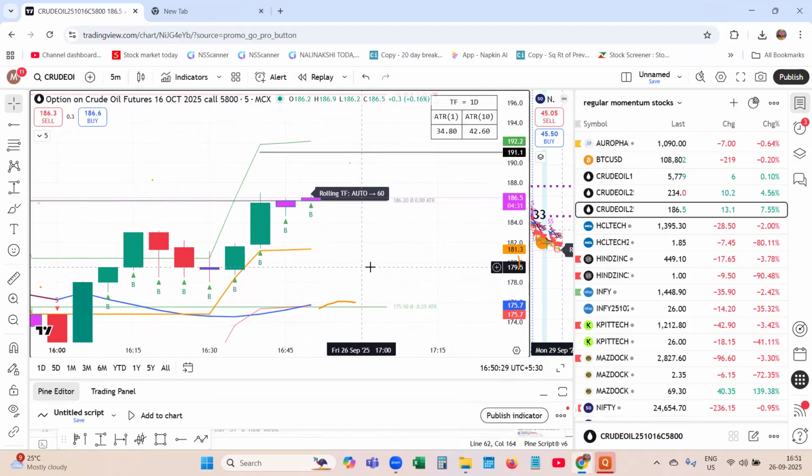That is the beauty of this indicator. It shows you trend, it shows you halt, it shows you when to buy and when to exit. The signals are generated so nicely, like somebody is telling. It is a very wonderful indicator.